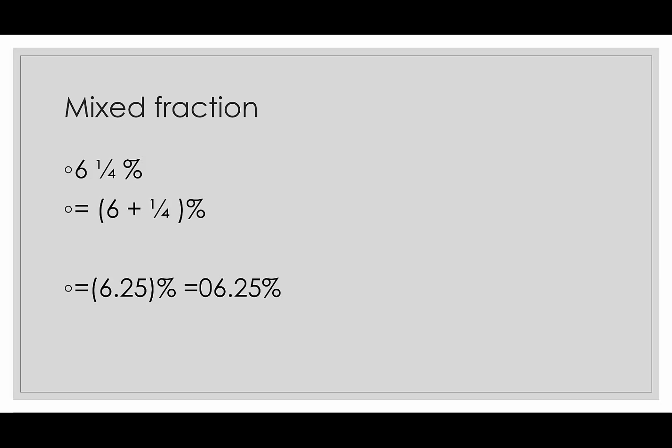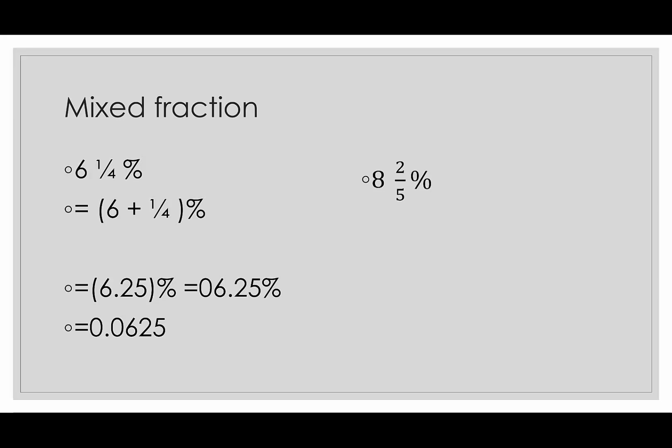To finish up, let's look at some mixed fractions. I'll start with 6 1/4%. Remember, 6 1/4 is like 6 plus a quarter. I'm going to change the fraction into a decimal. 1 over 4 is 0.25, so 6 plus 0.25 is 6.25%. To move the decimal place 2 to the left, I need to put a 0 in front of the 6. Now I have 0.0625.